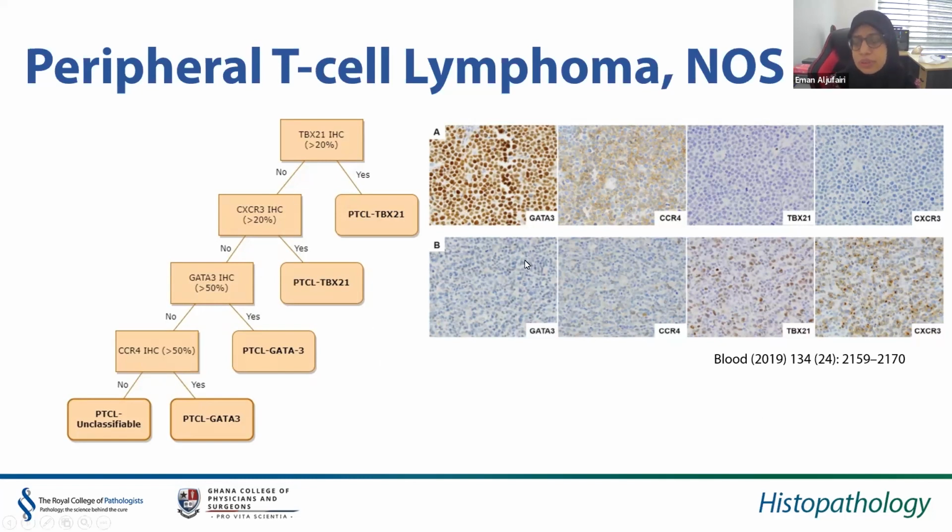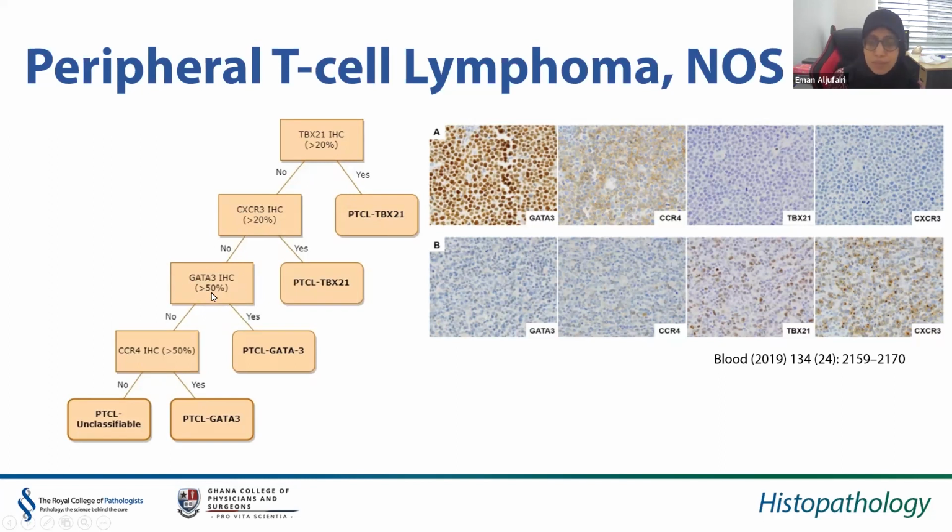So you need 4 IHC markers: GATA3, CCR4, TBX21, and CXCR3. First we start with the TBX21 IHC. If more than 20% of the atypical lymphocytes are positive, then that's the TBX21 subgroup. If it's less than 20%, then we go for CXCR3. Again, the cutoff is 20%. If it's positive, then again, it's the TBX21 subgroup. If it's negative, then we do the GATA3.